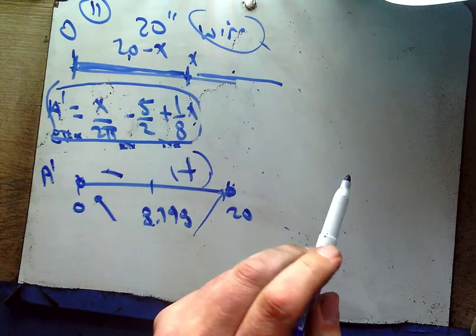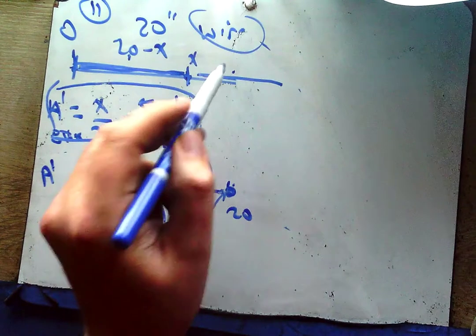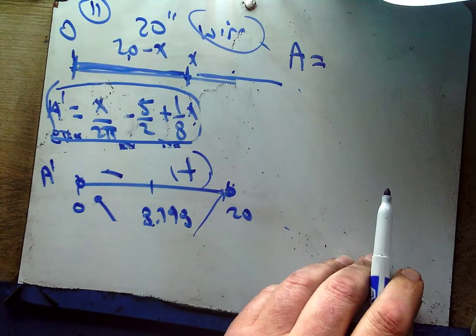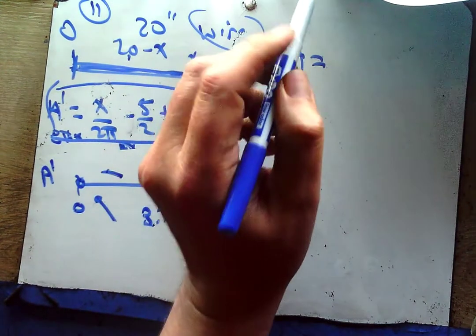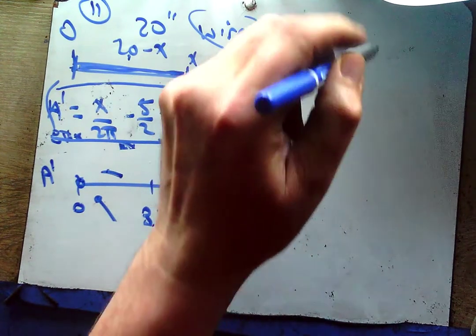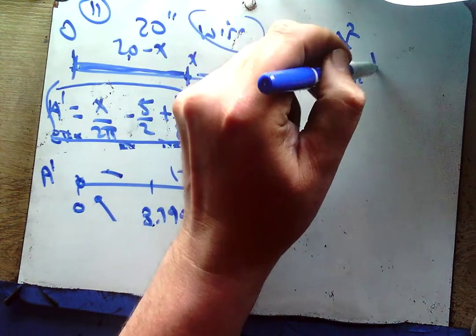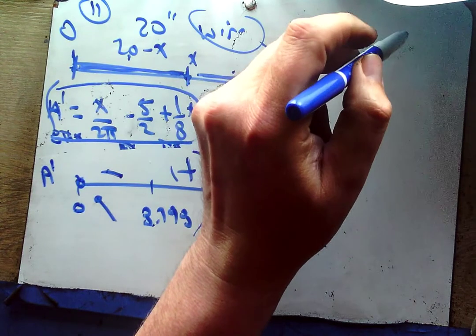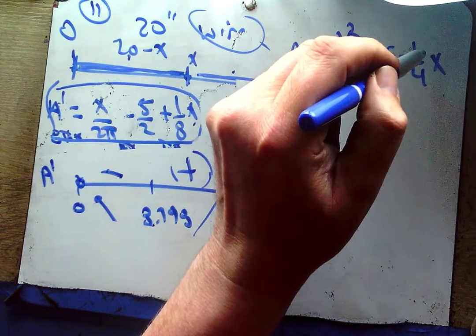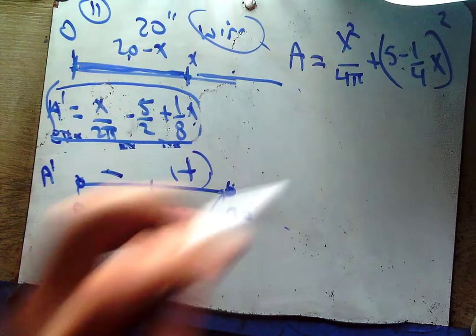Oh, I guess I really need the area formula again. What was the area formula? Oh, I have it right here. We have x squared over 4 pi as the area of the circle, and the area of the square was 5 minus 1/4 x. No, that's the side length. I want to square that to get the area. Okay, there's my area function.